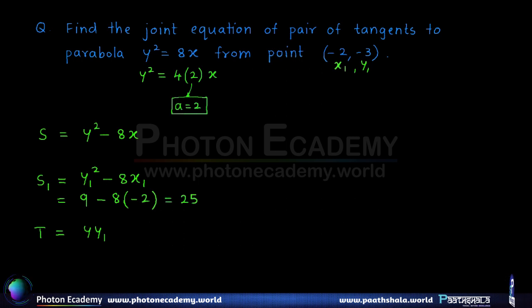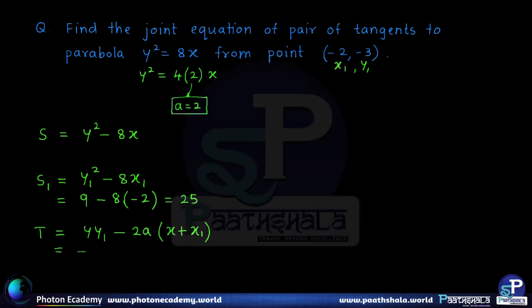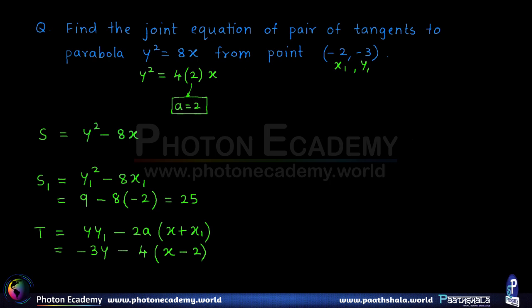And lastly we have T, that stands for y y1 minus 2a into bracket x plus x1 in the original form. Now by substituting we get minus 3y minus 2 into a, which is 2 itself, so here we get minus 4, and x plus x1 is x minus 2. On simplifying we will get this as minus 4x minus 3y plus 8. So that's the expression for T.